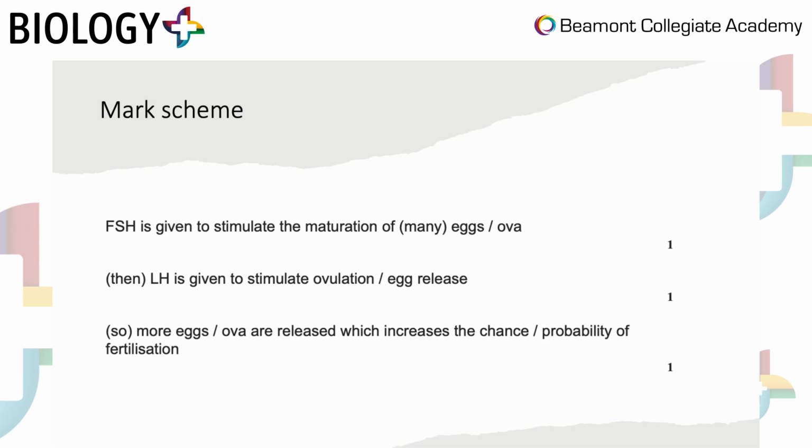So here's the GCSE mark scheme. How did you get on? FSH is given to stimulate the maturation of eggs. LH stimulates ovulation. Okay, this means more eggs and more chance of fertilisation occurring.